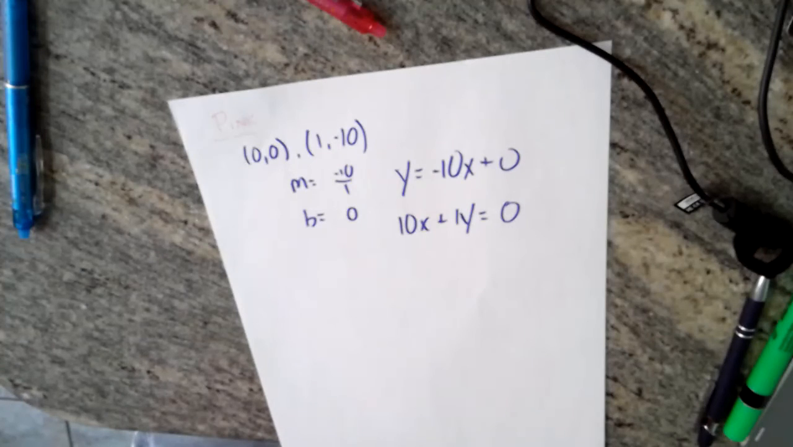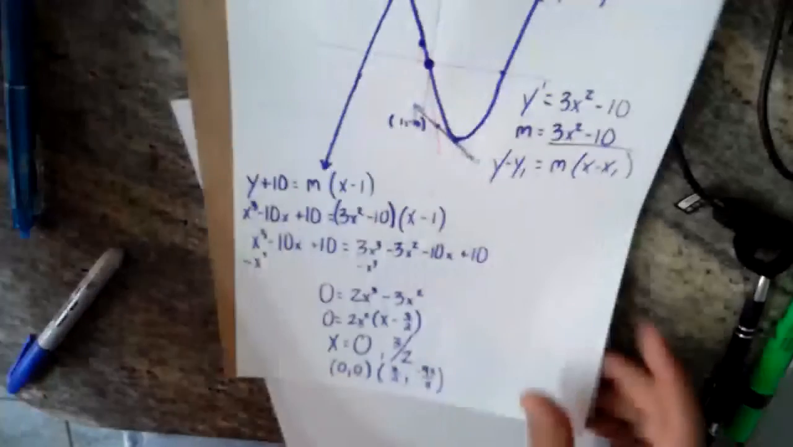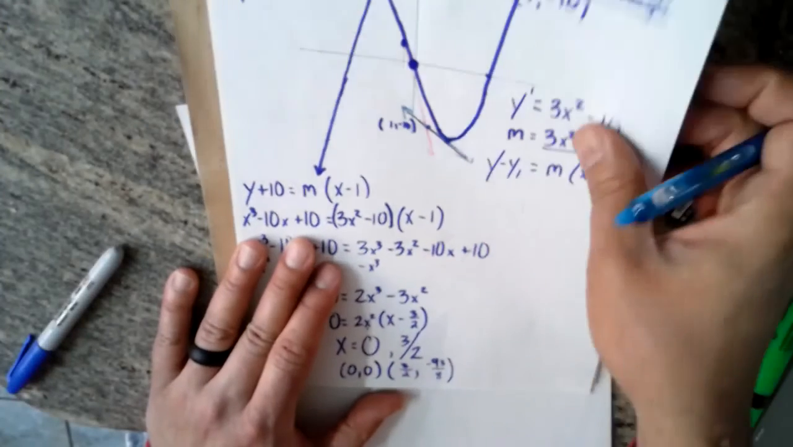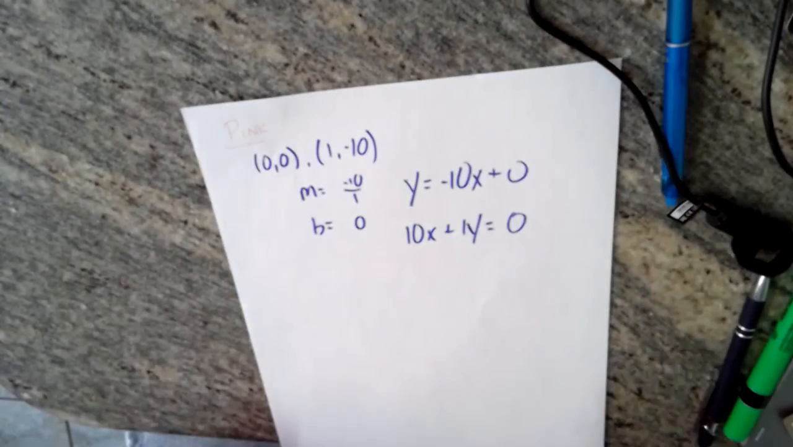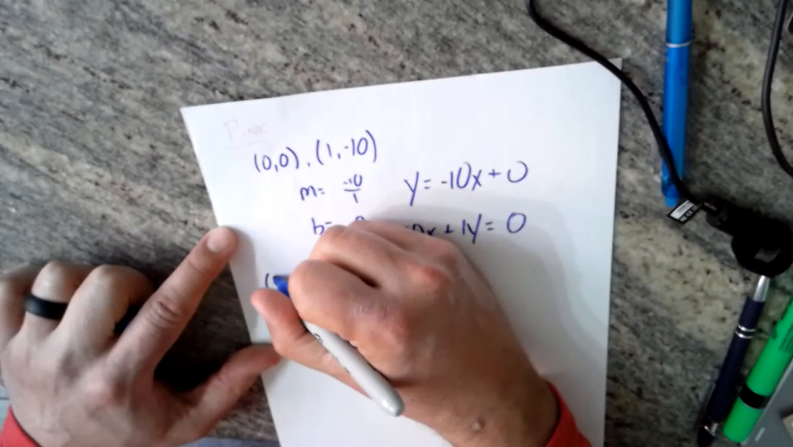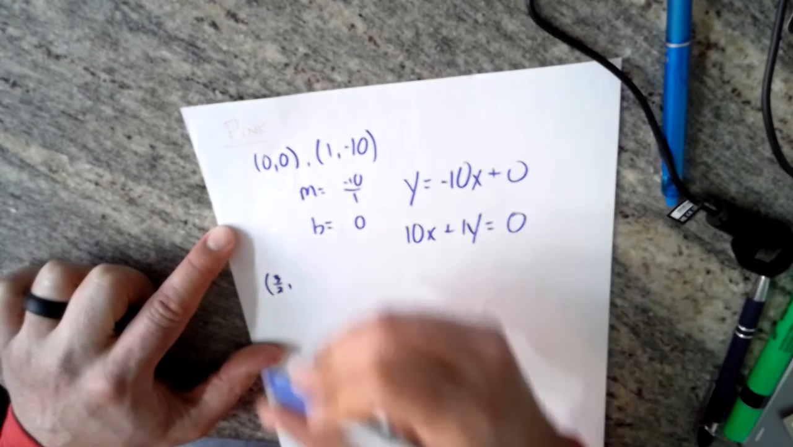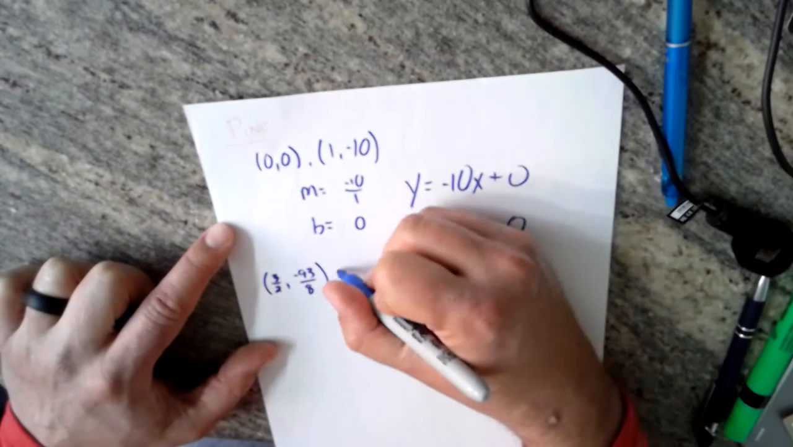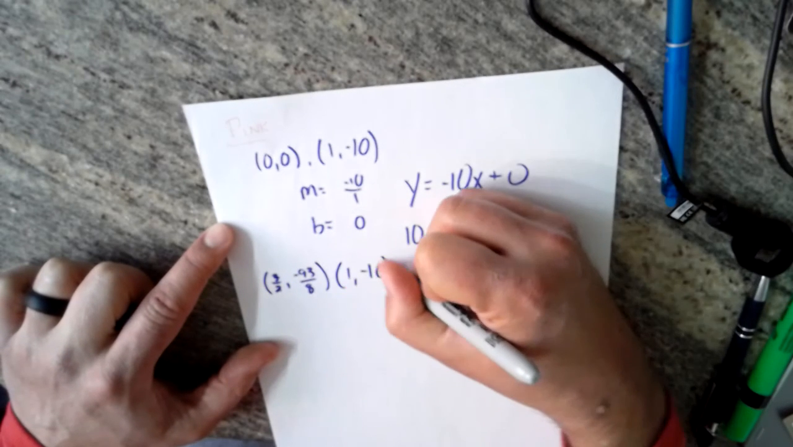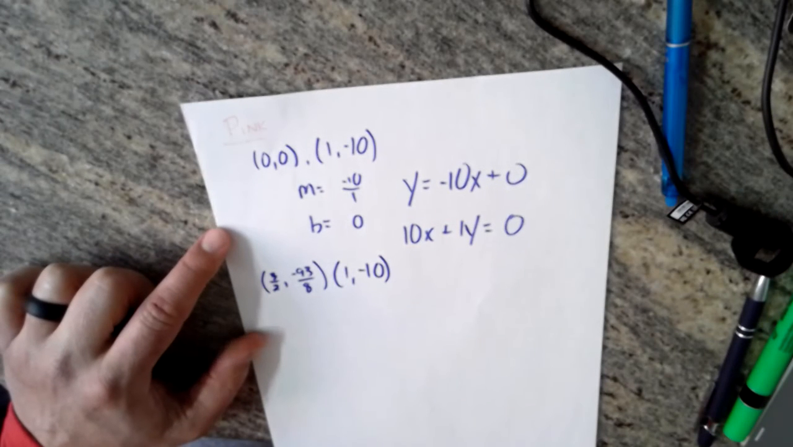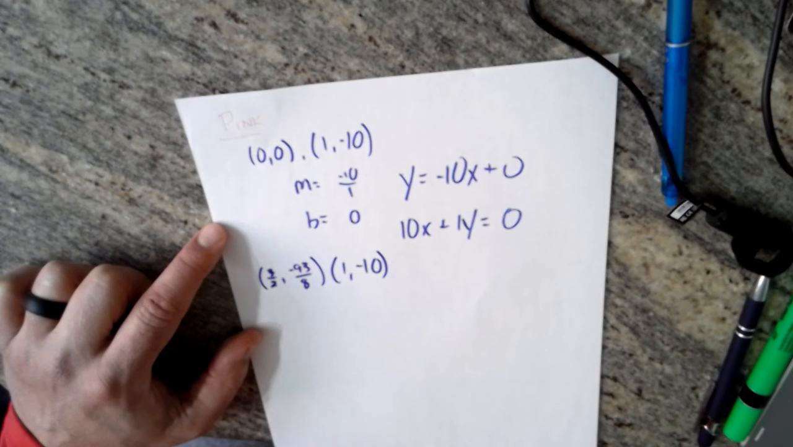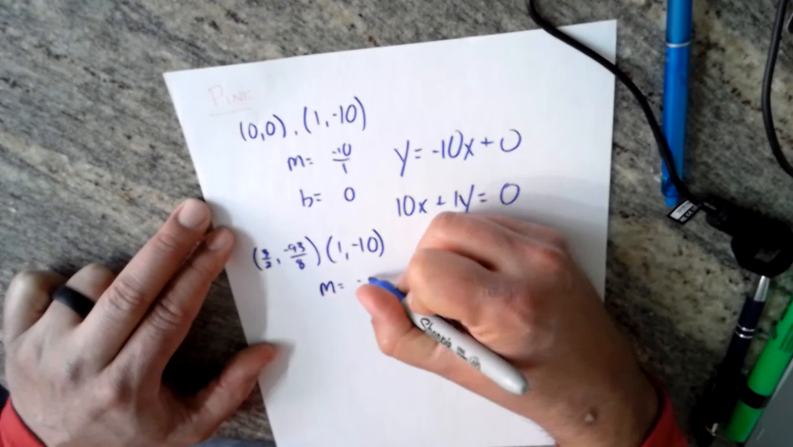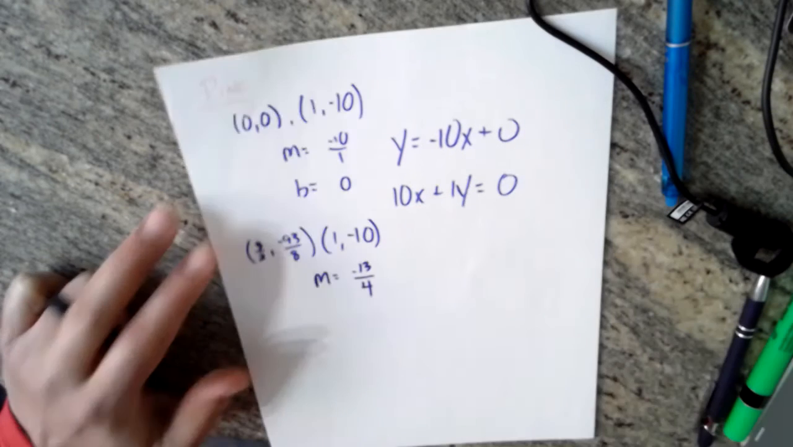Okay, now this one's going to be significantly harder. Now we're going to find the equation of this blue line. Well, that blue line goes through the points (3 halves, negative 93 over 8) and the point (1, negative 10). Okay, so I'm going to figure out the slope, but I'm not going to do it on the clock here. I'm going to pause the video. You get m is negative 13 fourths.